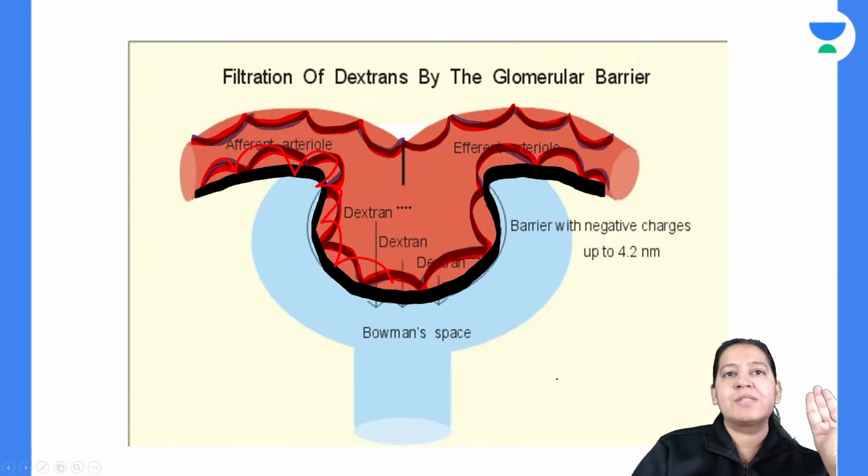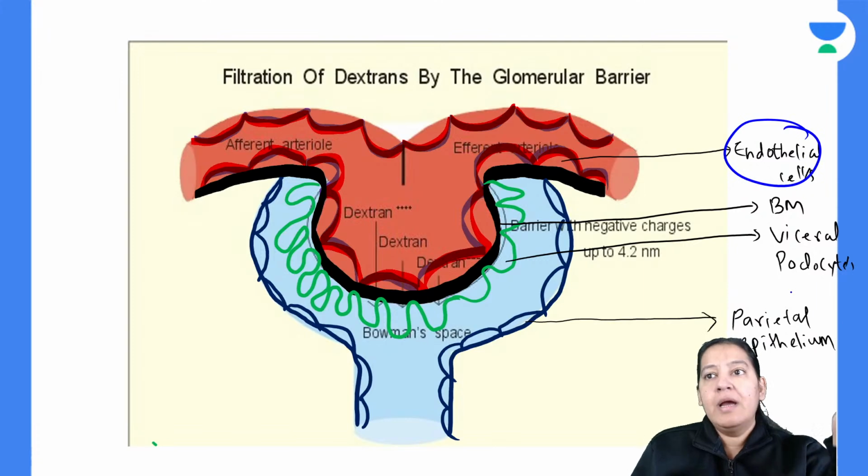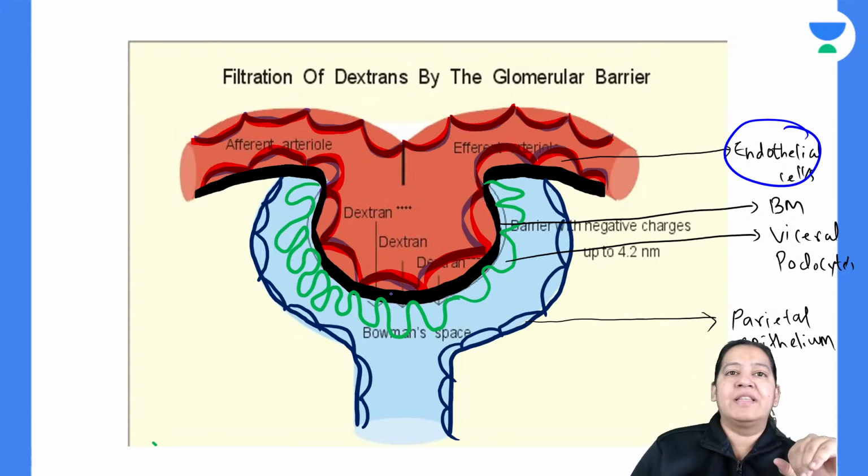So three things constitute the filtration barrier. Have you got it? What are the three things? Endothelial cells on one side, epithelium on the other side. This green color epithelium is the visceral epithelium. Visceral.